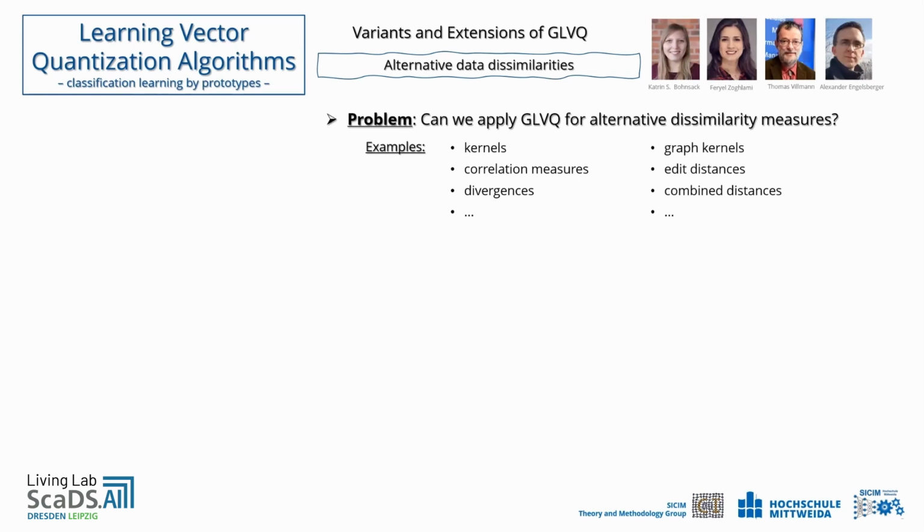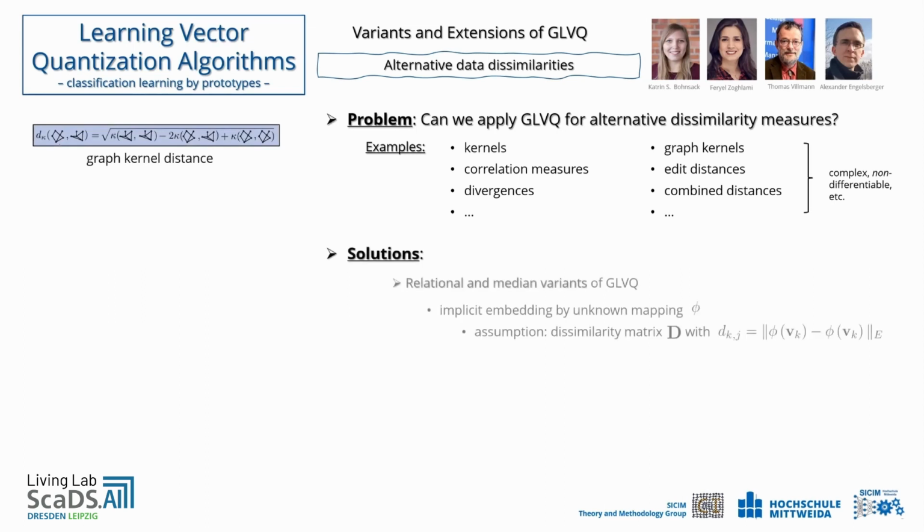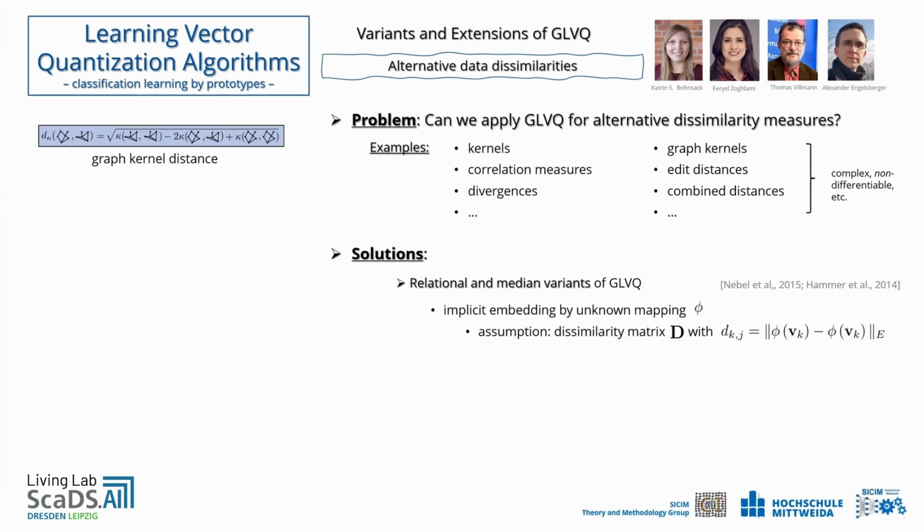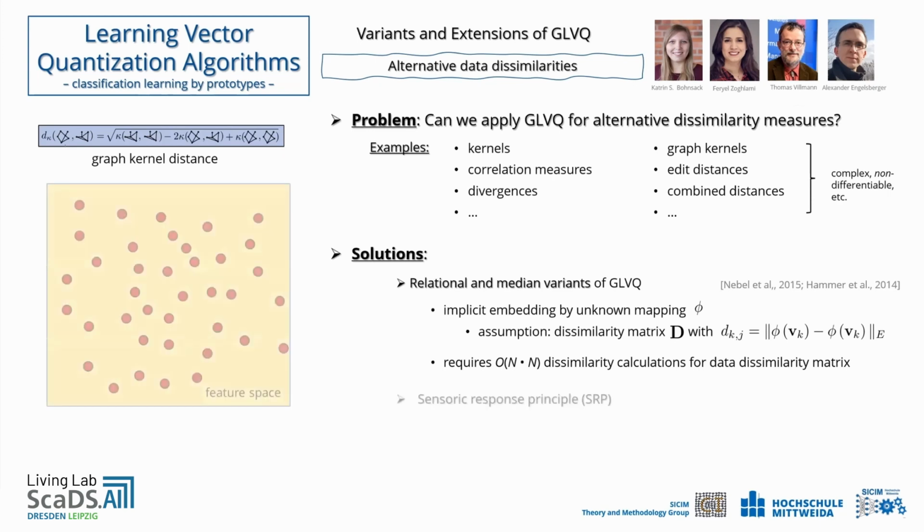If we are interested in non-metric data, for example graphs, biological structures or biomolecules, then other distances are interesting. For example, graph kernels or edit distances, which are computationally costly. The solution is that we can take only the respective dissimilarity values into account and assume that we can embed the respective data in a Euclidean way. However, for this, we need all the dissimilarities between the data, which might be impossible for large data.